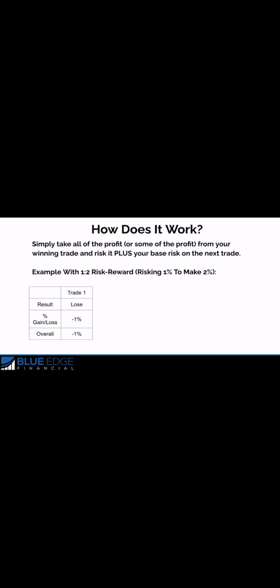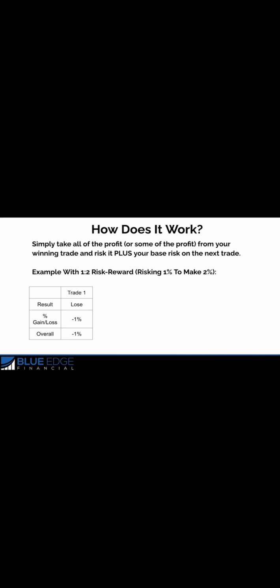Now, that's probably a lot of words for you. Let me break that down and explain it just by showing you an example, okay? So let's say that we have this example of a risk to reward of 1 to 2, and we'll make it simple. We'll say that we're risking 1% to make 2%, okay? This is just a different situation than the last one.